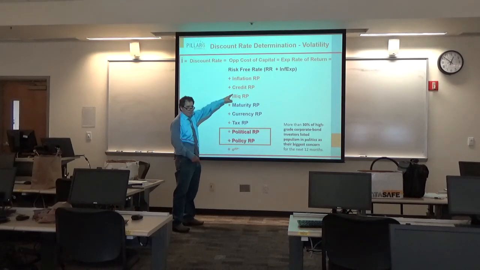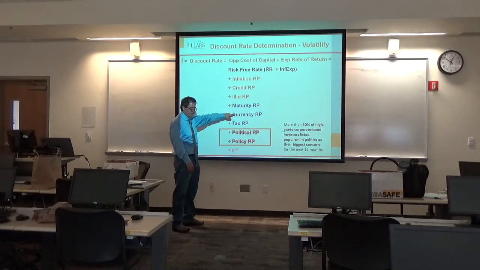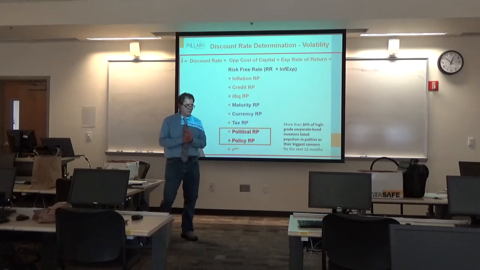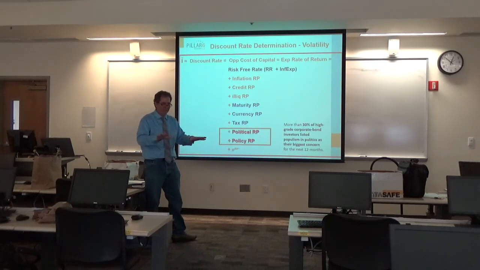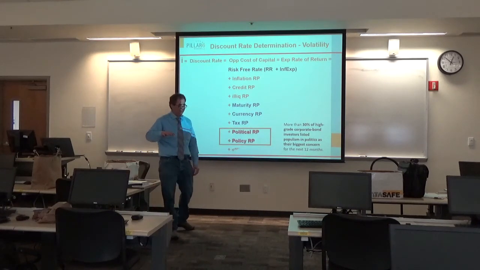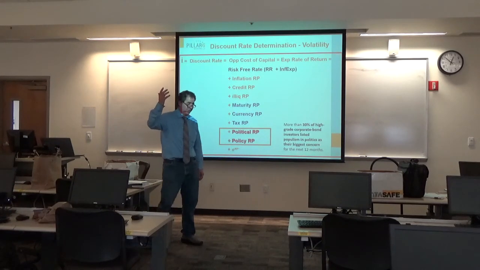Inflation risk premium. Credit risk premiums got blown out during the financial crisis. Illiquidity risk premiums, there was no liquidity to clear the markets. Maturity risk premium, currency risk premiums, currency devaluations on a coordinated basis, tax policy is a big deal. But the discount rate determination completely leaves out political and policy risk premiums. We basically assume them away. So theoretically, if these aren't included, your discount rates are artificially low and your asset prices are artificially high.